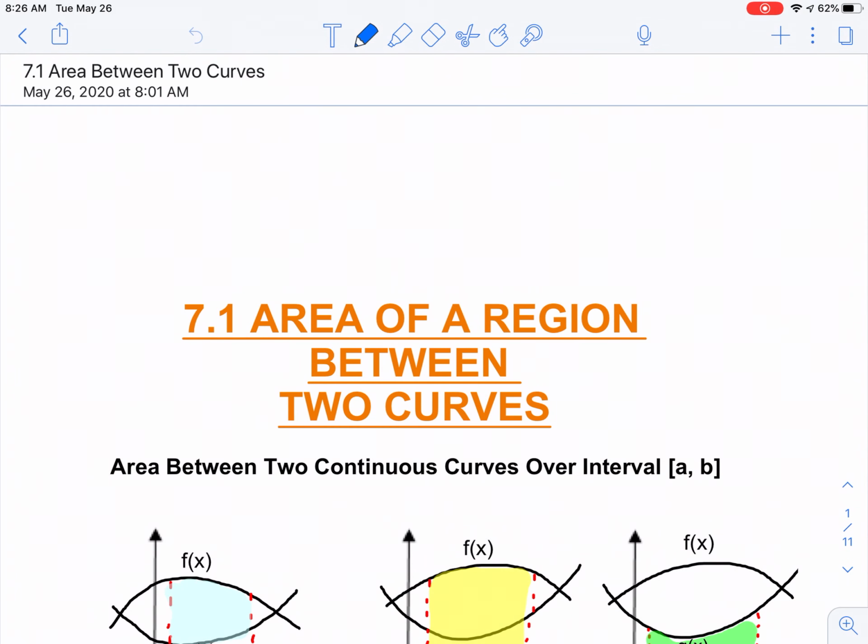All right, last calculus lesson of the year here. 7.1, area of a region between two curves.